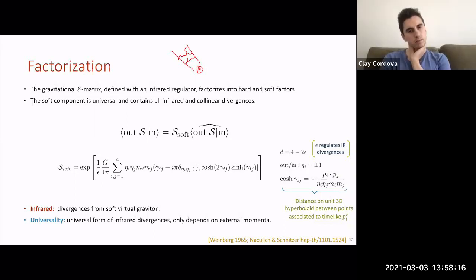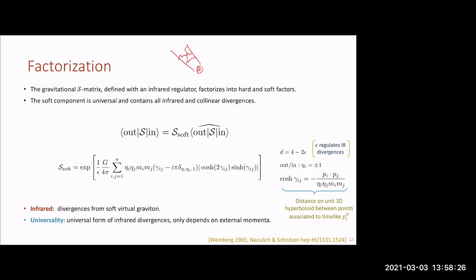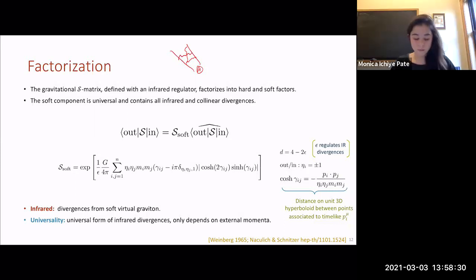And actually in this formula, we're going to generalize to soft real emission in a moment, but right now there's just the soft virtual exchanges. So it's still infrared divergent. It's infrared divergent, yes. Epsilon is a parameter that's regulating infrared divergences. You take epsilon to 0, and this soft factor, this S soft, goes to 0.